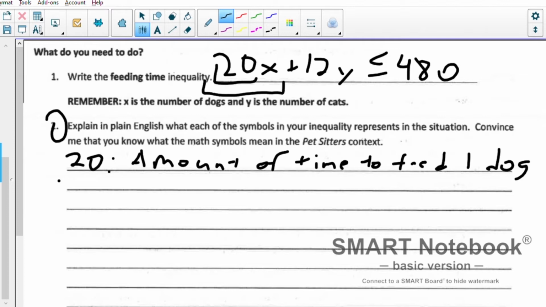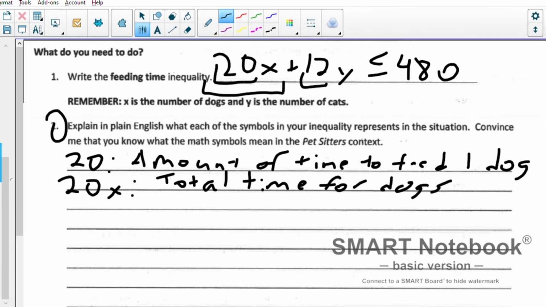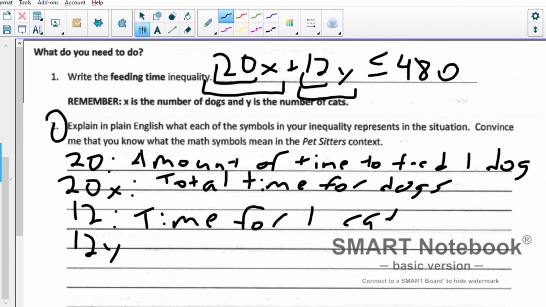And then 20x altogether, 20x is the total time for the dogs. Okay. The 12 is the time for one cat. The 12y altogether, 12y is the time for all cats.